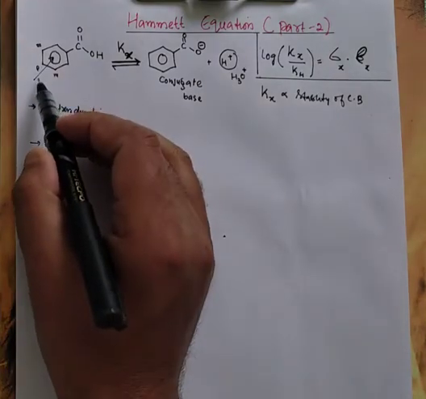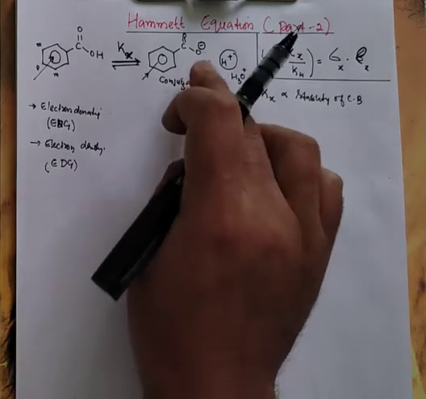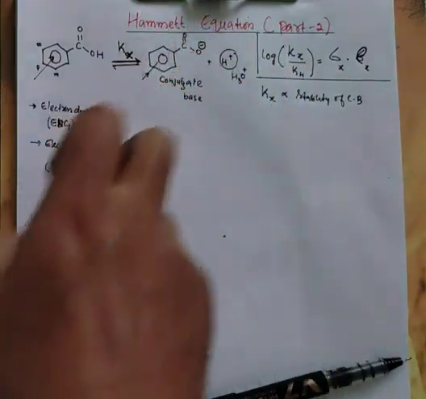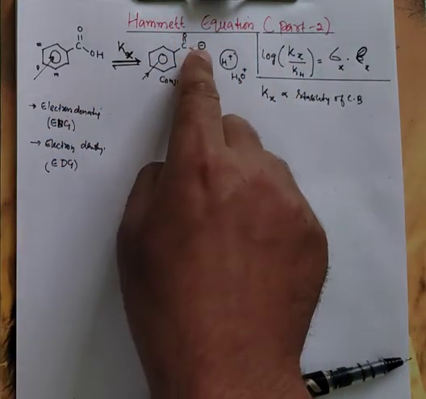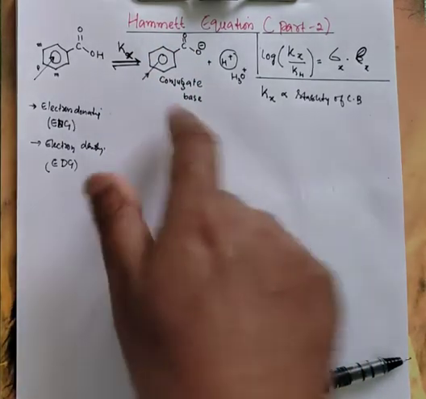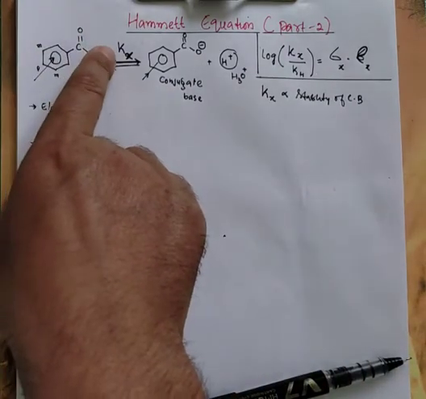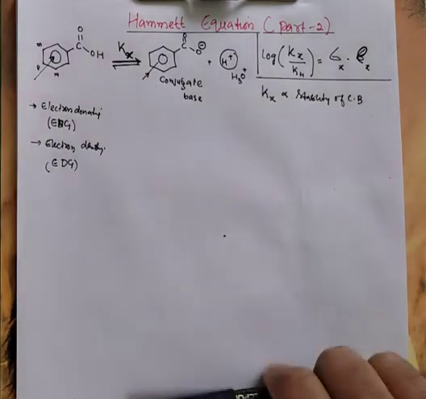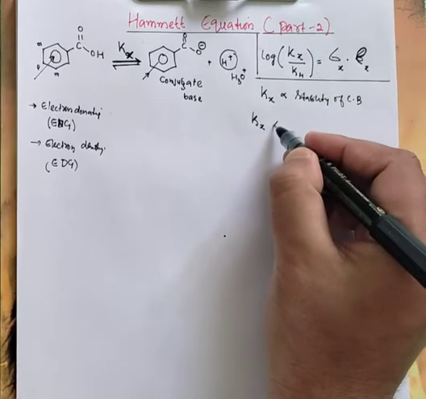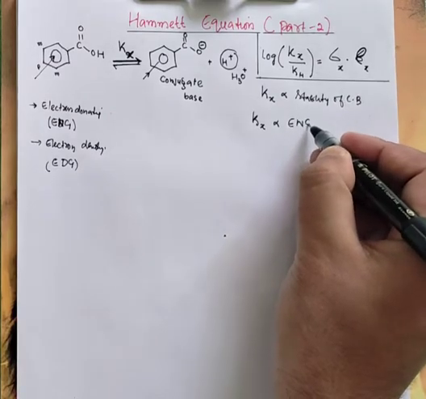Now, what will happen if you put an electron withdrawing group here? What that will do is disperse this charge across the ring. Electron withdrawing groups will pull the electrons. So this negative charge will get dispersed. If negative charge gets dispersed, the conjugate base becomes stable. If the conjugate base is stable, that means the acidity increases, or we should say the dissociation constant increases. So the dissociation constant is directly proportional to the strength of the electron withdrawing group.